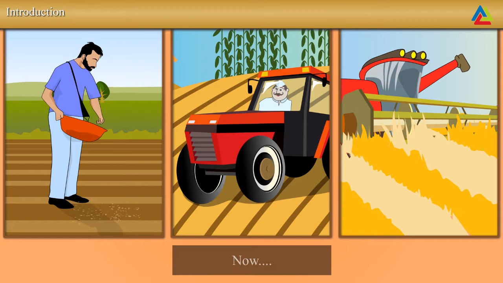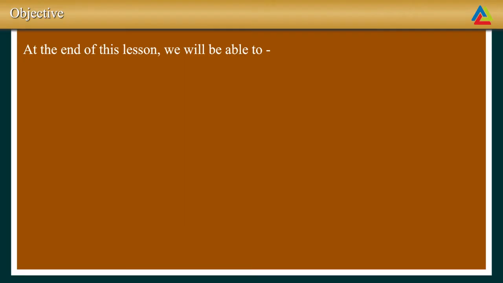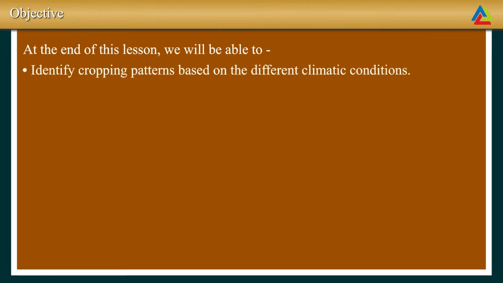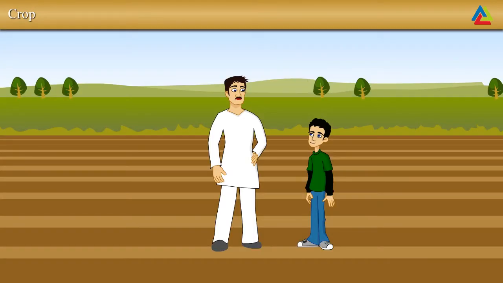Now, welcome to the lesson on agriculture. In this lesson, we will be able to identify cropping patterns based on the different climatic conditions, describe the equipments used for tilling the soil, list the tools used for sowing seeds in the fields. Ravi has come with his father to visit a nearby agricultural field.